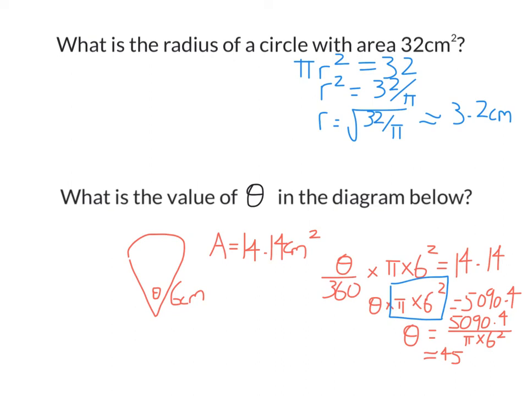So this is about 1/8. 45 over 360 is 1/8, about 1/8 of a circle. Theta is 45 degrees.